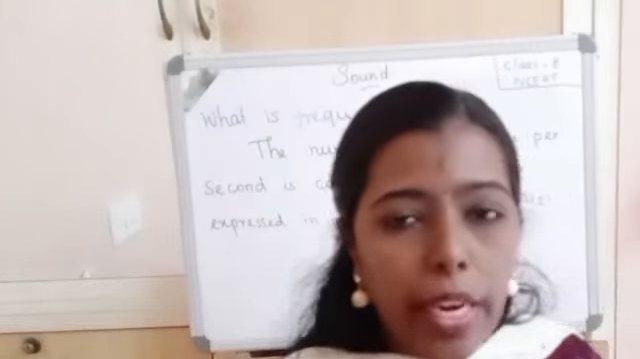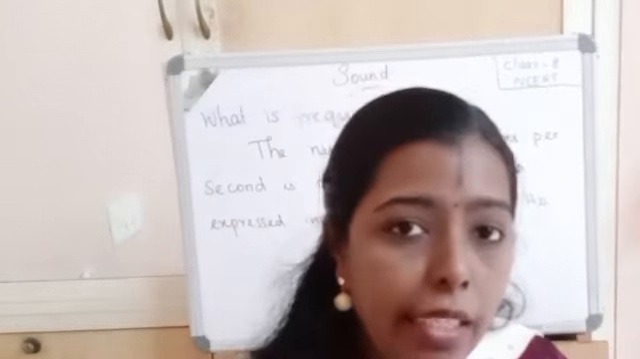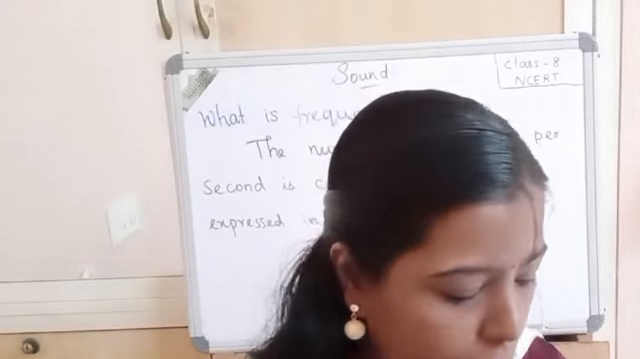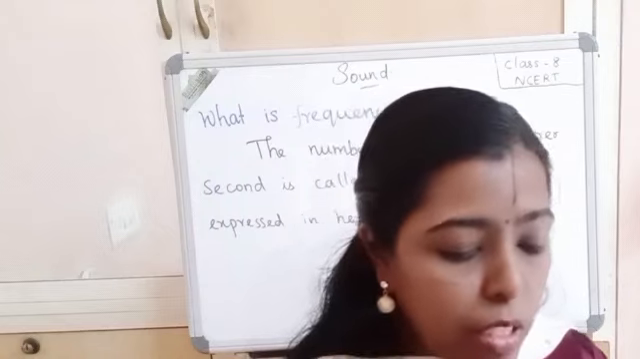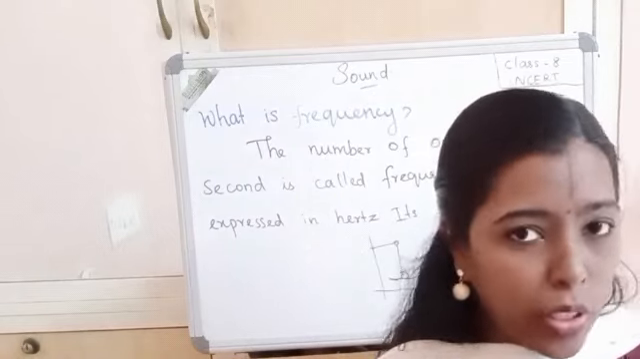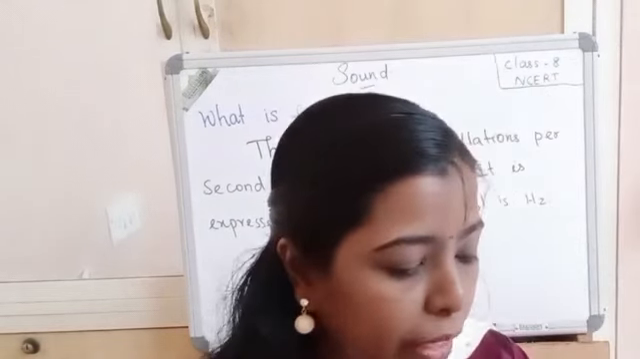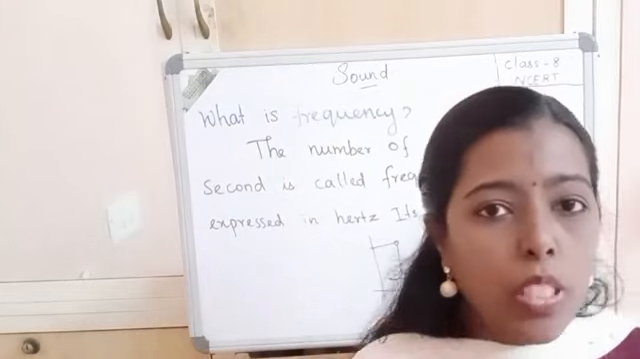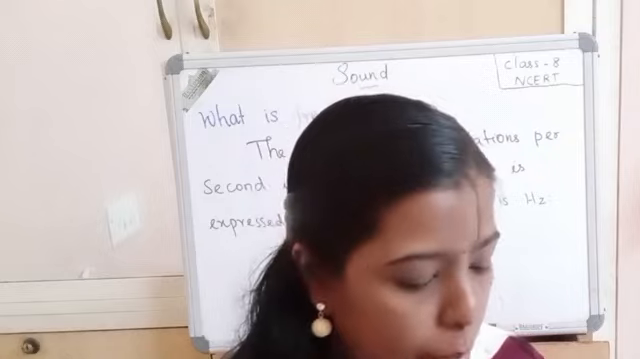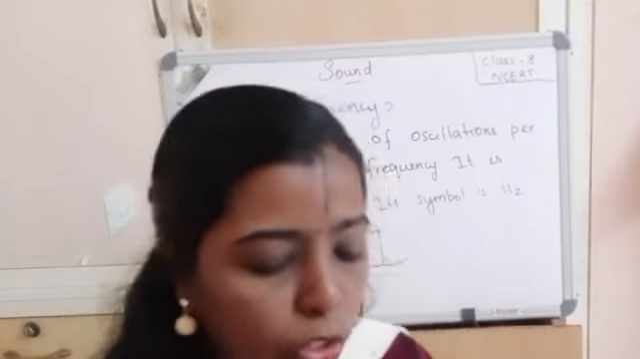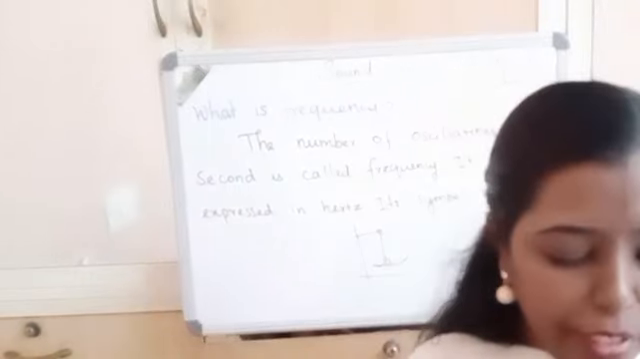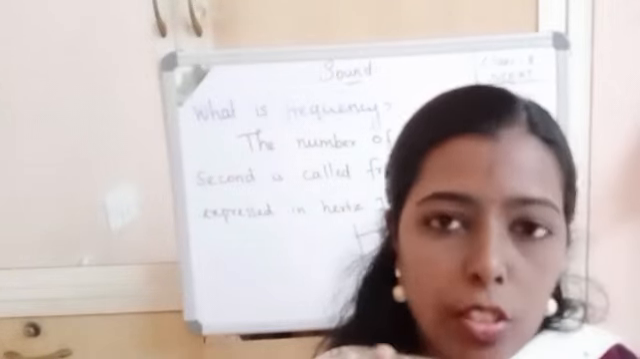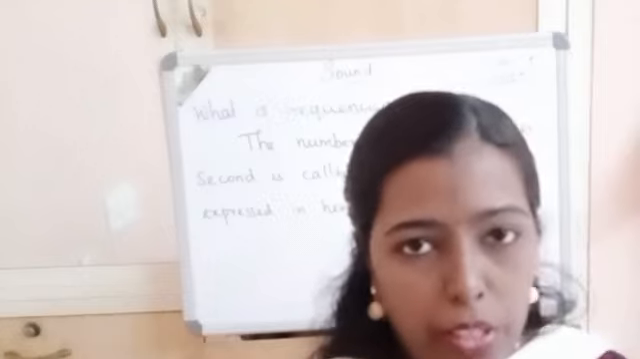Then, name one animal which can hear ultrasonic sounds. The answer is dogs. And name the sound producing organ in our body. The unit used to measure the loudness of sound is the decibel. And does any part of the body vibrate when we speak? Name that part. Yes, the vocal cords vibrate when we speak.